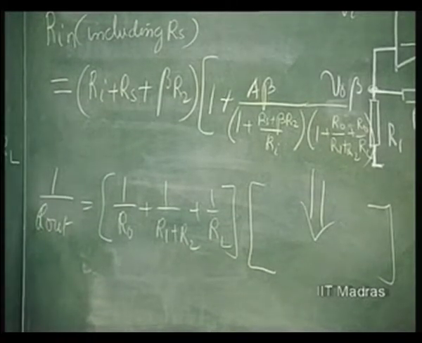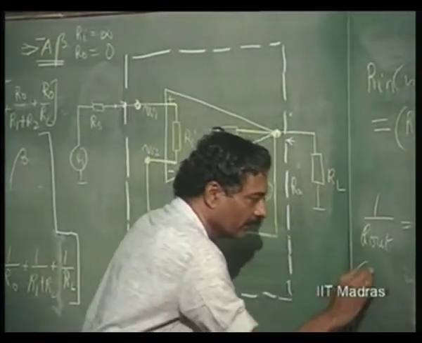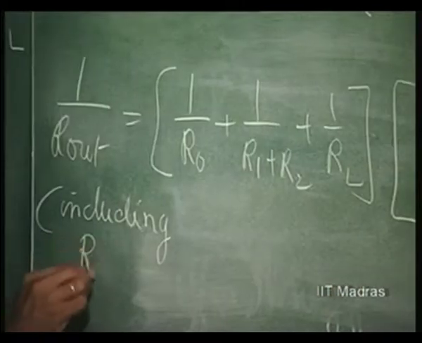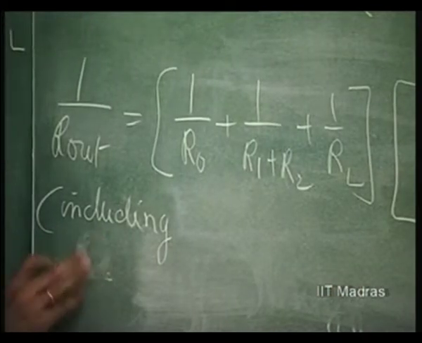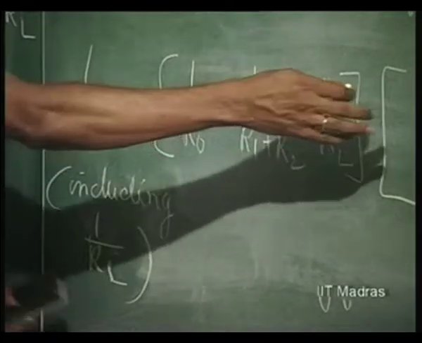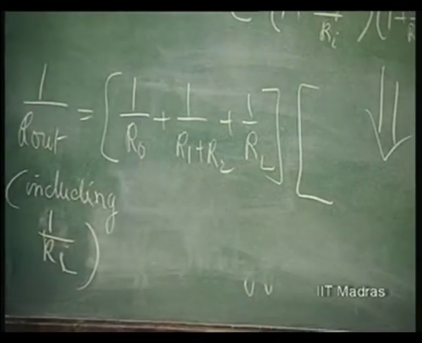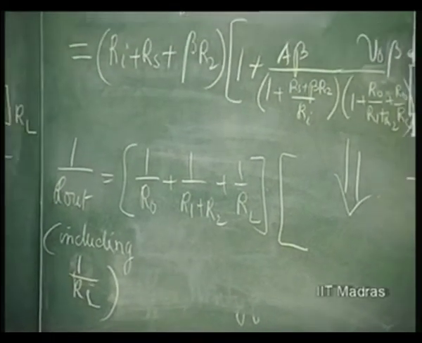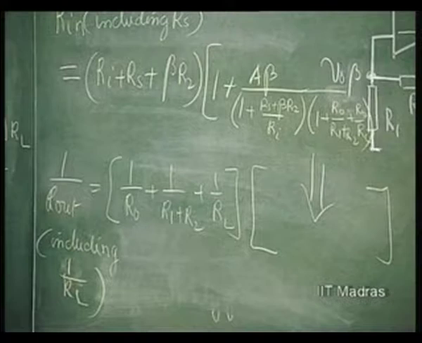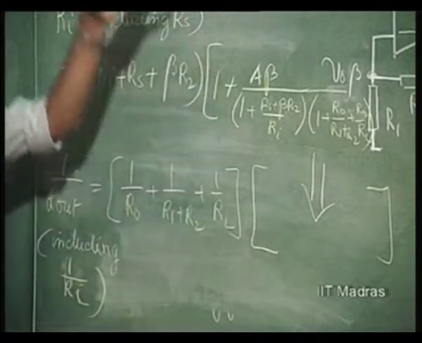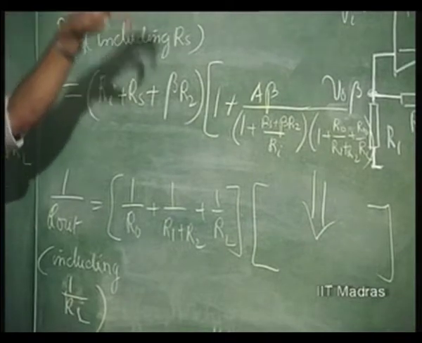So that actual output impedance, so this is including shunting effect of RL. So you subtract from this 1 over RL, then you will get the actual output impedance. So you see this conductance increases enormously, that means output impedance is brought down considerably.